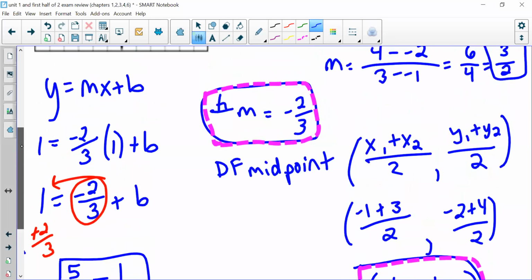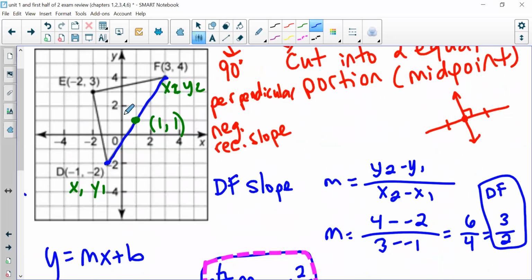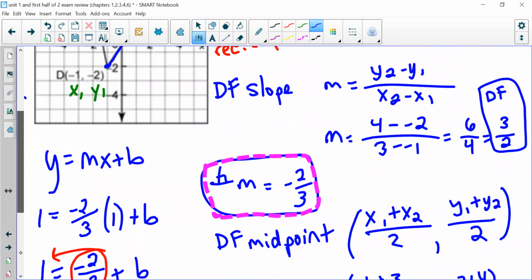I'm just going to double check. It would look like it would go through. Yep, if I had a perpendicular line here, it looks like it would go through somewhere just north of 1.5 there on my graph, so it's good.